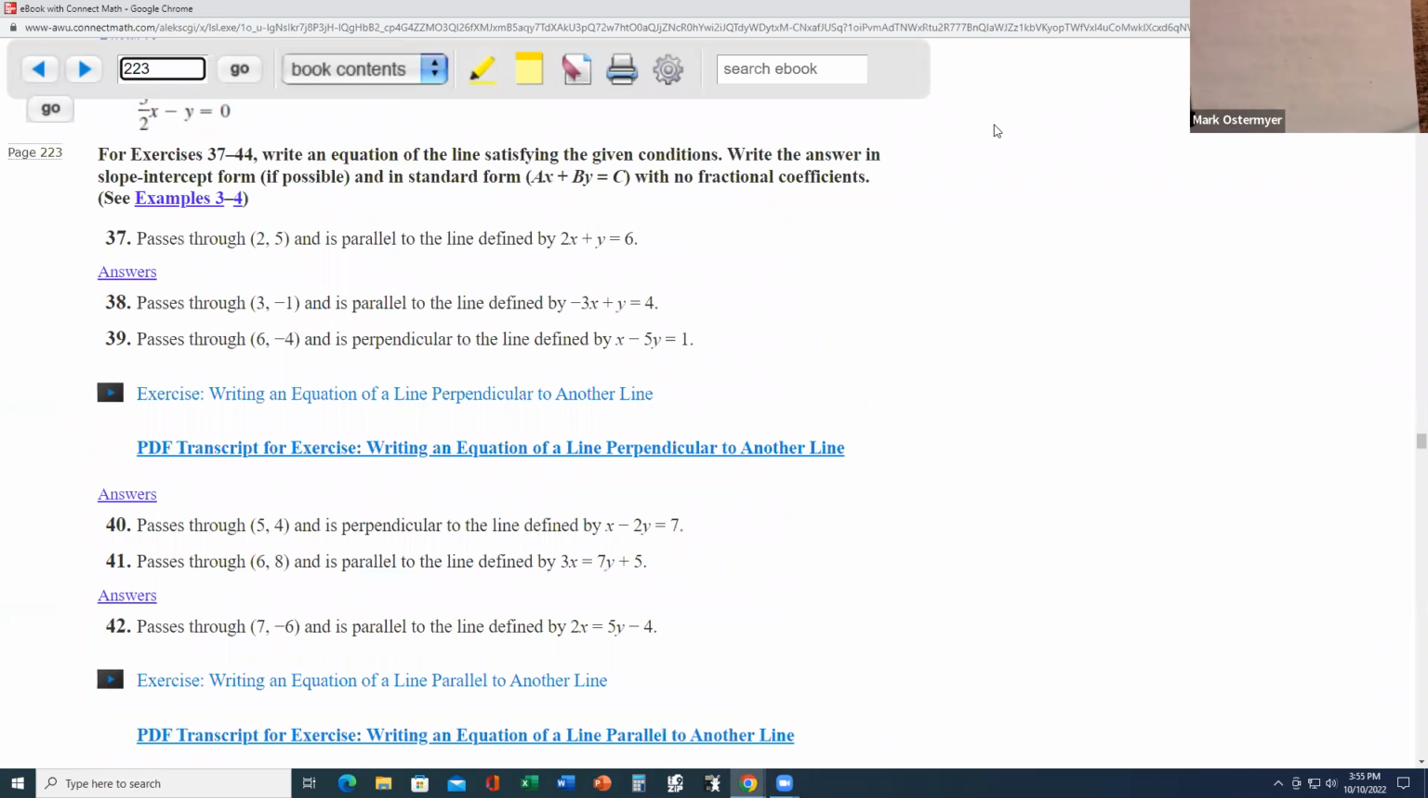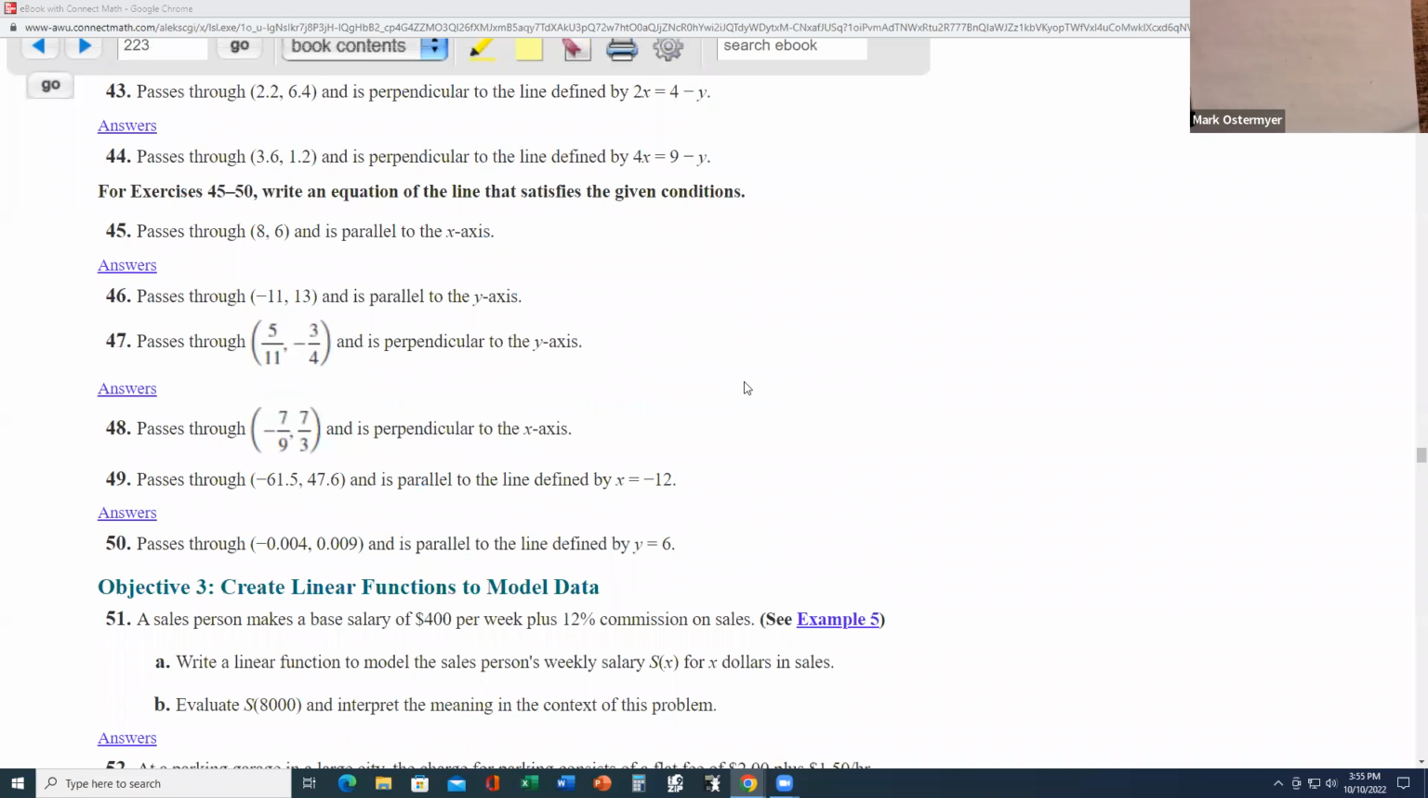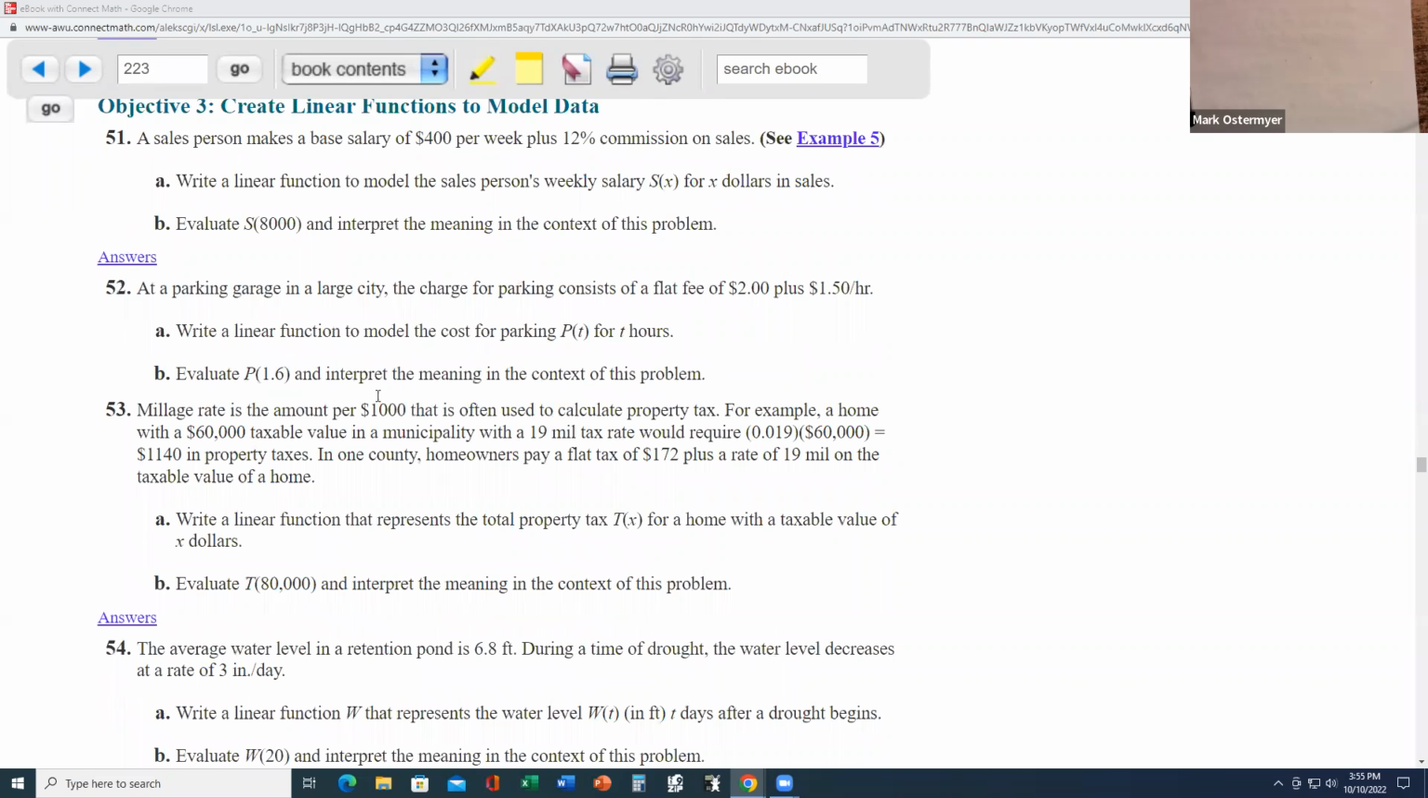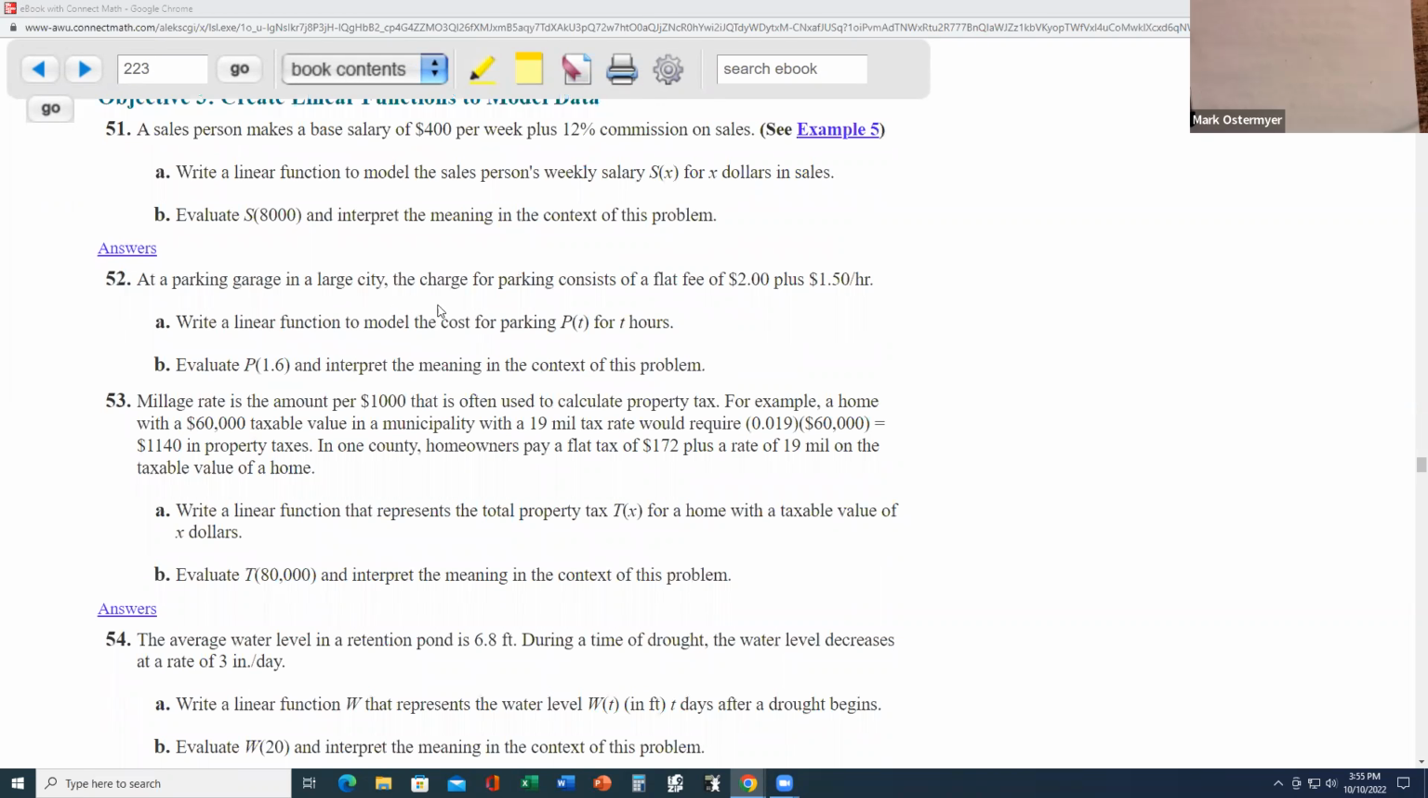Application problems involving linear functions here. Number 52. At a parking garage in a large city, the charge for parking consists of a flat fee of $2 plus $1.50 per hour. A, write a linear function to model the cost for parking P of T for T hours. B, evaluate the cost function at 1.6 hours to interpret how much we're going to have to lay out to park.